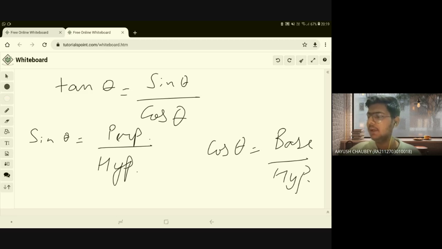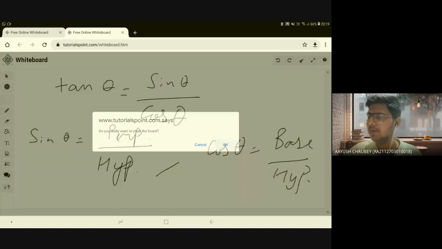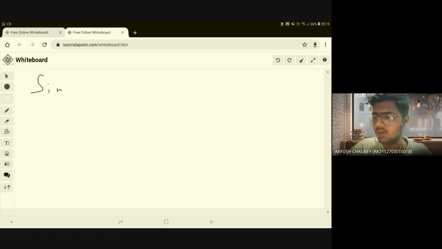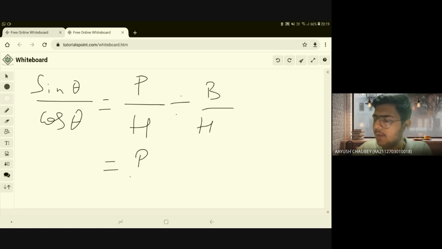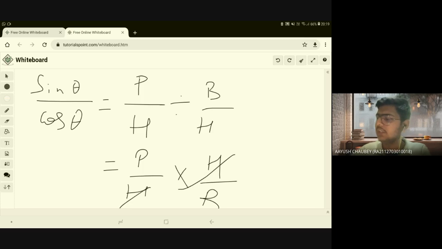So if we simply divide sine theta by cos theta, we will get perpendicular upon hypotenuse, and we will divide by base upon hypotenuse. I'm writing in short form, you can take a guess. So it would be P by H, the perpendicular upon hypotenuse, multiplied by hypotenuse by base. So if we cancel out, we will get perpendicular by base.